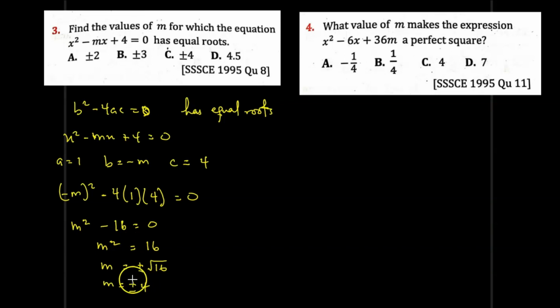Therefore, it tells us that the m value must be either positive 4 or negative 4 in order to make our quadratic equation here become a perfect square or have equal roots as its solution, which is the possible answer C.